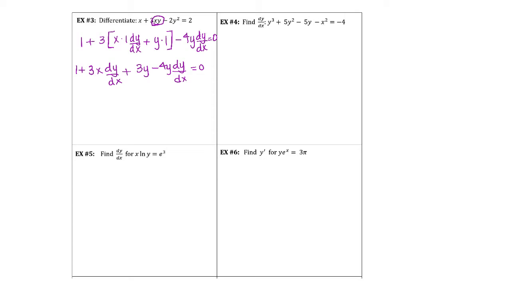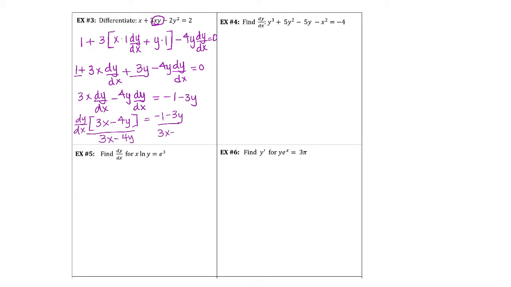And we do need to isolate our dy/dx and keep it on one side. So we're going to move everything else to the other. So we have 3x dy/dx minus 4y dy/dx equals, and we're going to move our 1 over and our positive 3y. Now we're going to take out a GCF of dy/dx, and left over we have 3x minus 4y, and that equals negative 1 minus 3y, and then we're going to divide both sides by 3x minus 4y. And there's going to be our dy/dx.